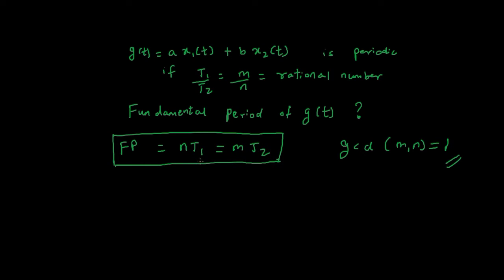So this is how you determine whether the linear combination of two signals is periodic or aperiodic. If it is periodic, then you can calculate the fundamental period in this manner. I'll quickly take two examples to illustrate what we have learned till now.